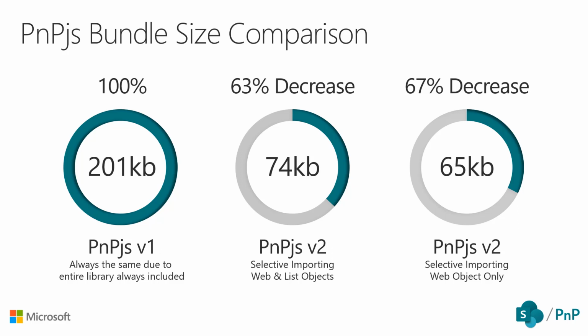With PnPjs version 1, that would have meant a complete redundancy for the library in every solution. Each web part or extension would have included a full copy of the PnPjs library. Now though, with PnPjs version 2 and selective imports, each SharePoint Framework solution can include only the necessary parts of the PnPjs library to accomplish the desired task.